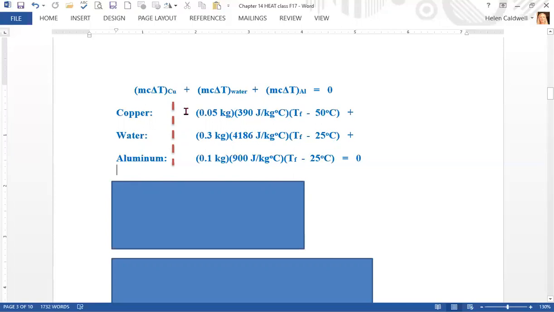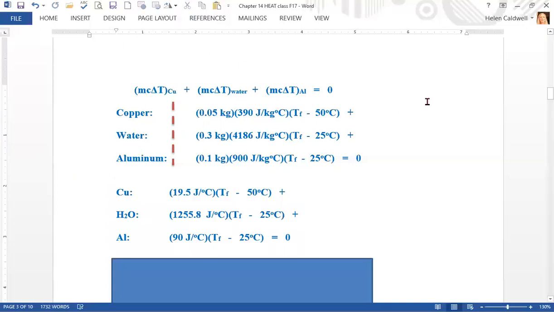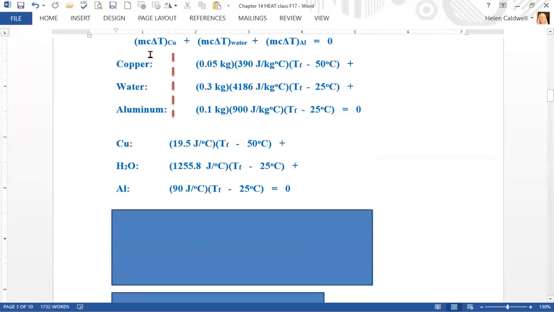So now what do we do? I have found that I make a lot of mistakes with these problems, not because they're difficult, but because they have so many little parts and that I have to write out every single step. So 0.05 multiplied by 390, and then 0.3 times 4,186, and then 0.1 times 900. That's going to be my next step. Again, I'm not going to put the little dash line down. You can if you want to or not.